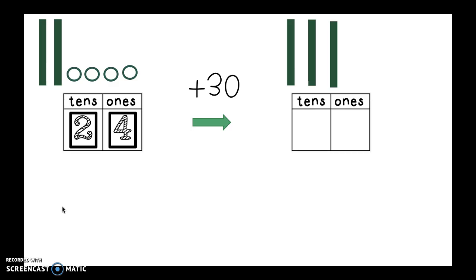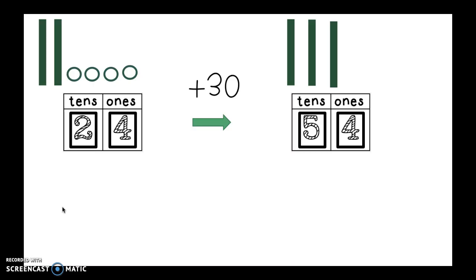Good job. Now press pause while you fill in your new place value mat, the one after the change. What should our new 10s and 1s say? Okay, I know that I had 2 tens and I added 3 more. 1, 2, 3, 4, 5. So I have 5 tens and how many 1s? You got that right. The 1s didn't change at all.